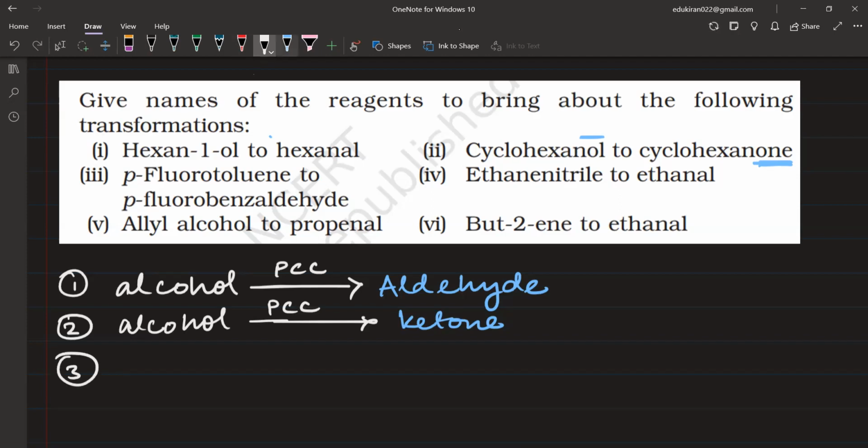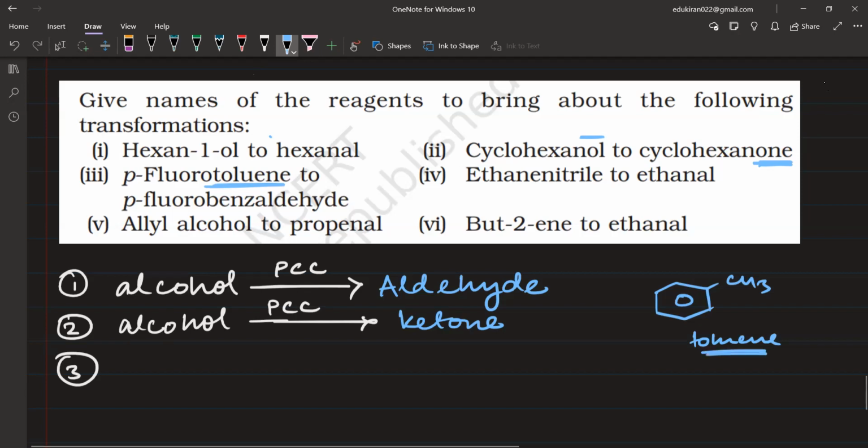Third. What class of compound is this? Toluene. Toluene क्या होता है? Raise your hand if you know what is toluene. Samhiya knows what is toluene. और किसी को नहीं पता toluene क्या होता है? Benzene ring with a CH3 group. This is toluene. Okay.